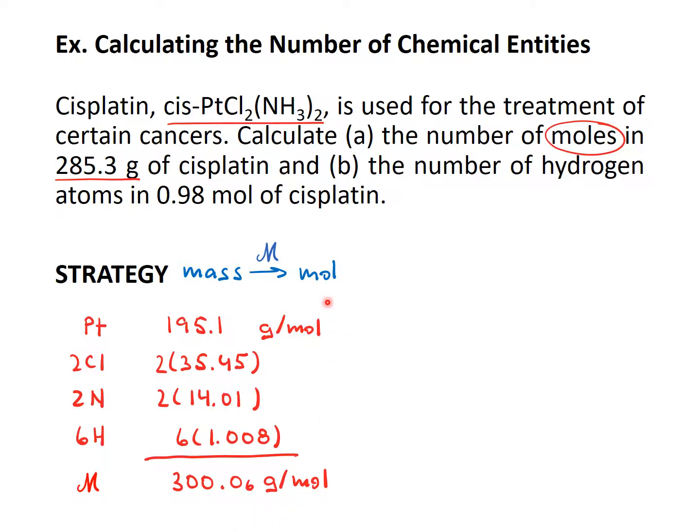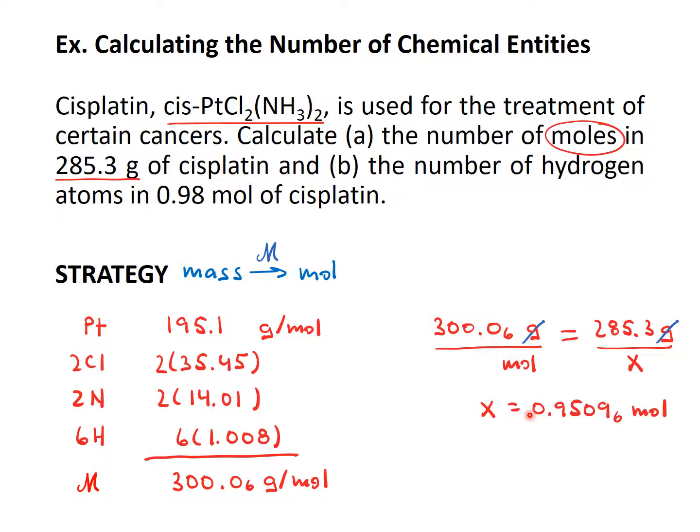Now, in order to calculate the number of moles, one approach we can use is the ratio proportion method. Starting with the molar mass of cisplatin, which is 300.06 grams per mole, we can calculate the number of moles by placing on the other side the mass of cisplatin that we are given, which is 285.3. The number of moles will be given by the value x in the denominator. You can see here that the grams cancel, leaving us with moles as our final answer, which is what we want.